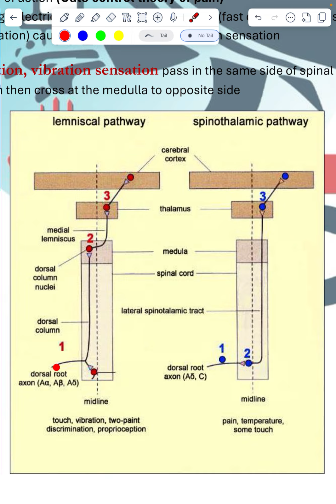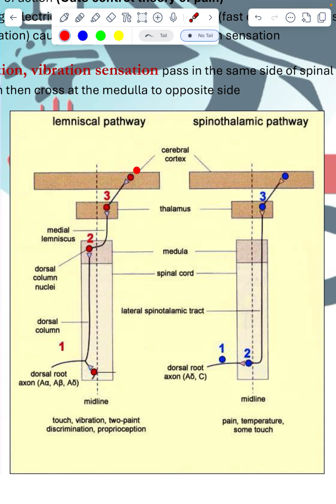Touch and vibration: this first order neuron rises on the same side, decussates at the medulla, and goes to the cortex. So if there is a transection on one side at the lower spinal cord, a half-side lesion, touch and vibration on the same side are lost. While pain and temperature of the opposite side are lost. So this is the lemniscal pathway, and this is the spinothalamic.